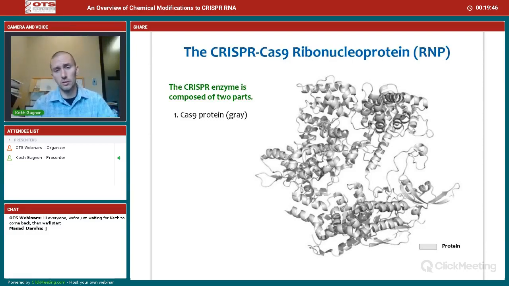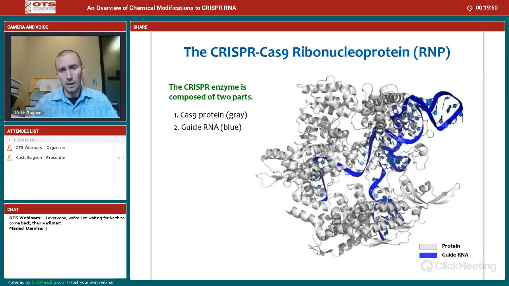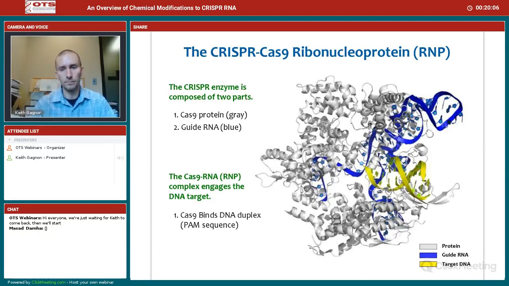This is a crystal structure of Cas9, and the protein is shown in gray. Here is the guide RNA that binds to the Cas9. The guide RNA is a bit like a cofactor. It binds tightly and is required for the activity of the enzyme. It guides the catalytic activity. In addition to binding the RNA, the next step is that it will recognize double-stranded DNA, specifically a motif called the PAM sequence.